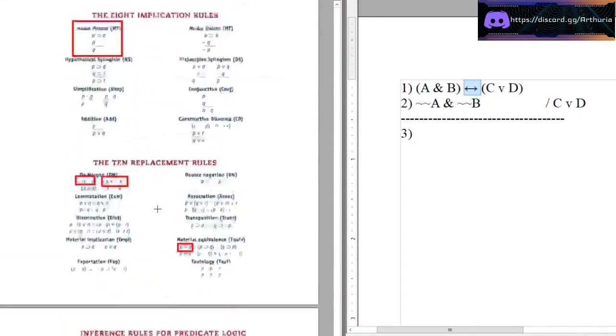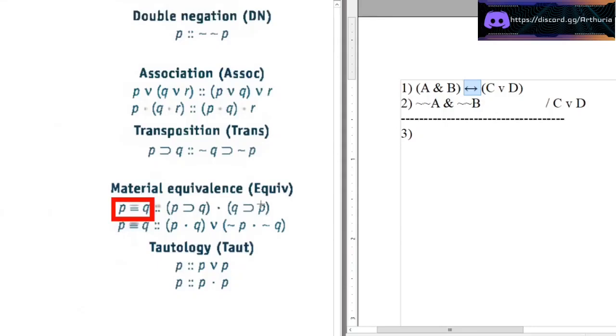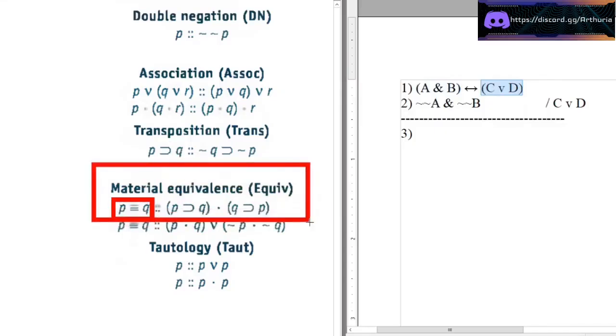Okay. So we can apply this material equivalence rule to line 1. Again, you're basically just looking at the form of the statement, saying this is the left side, this is my P, this is the right side, this is my Q, and you're just copying those into the material equivalence rule. So in this case, it's going to look a little bit funny and shocking at the start, but it'll make sense.